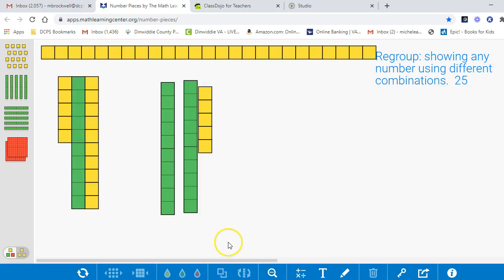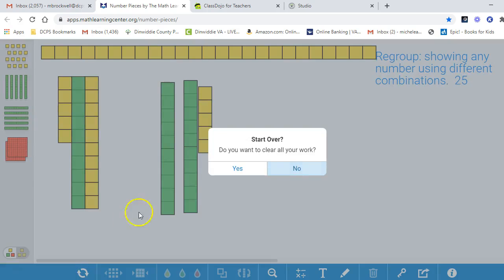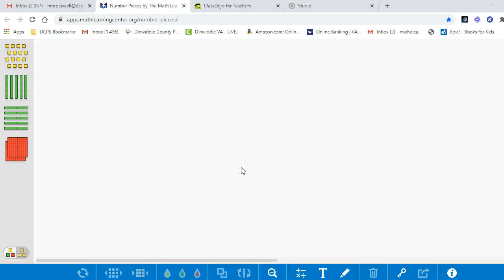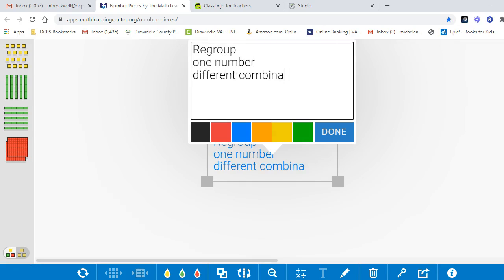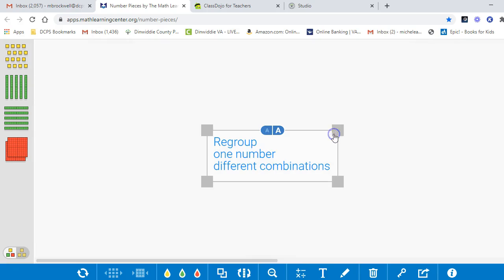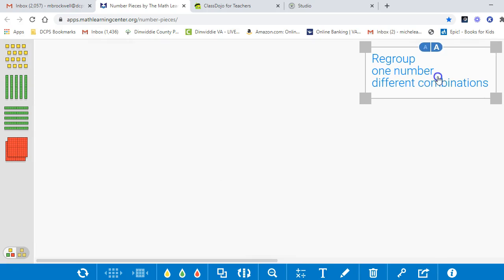Let's try one that's a little bit bigger. I'm going to erase all of this, okay? I'm going to start back with my vocabulary. All right, regroup. All right, keywords. One number, different combinations. Okay, all right, I'm going to move that over to the side.